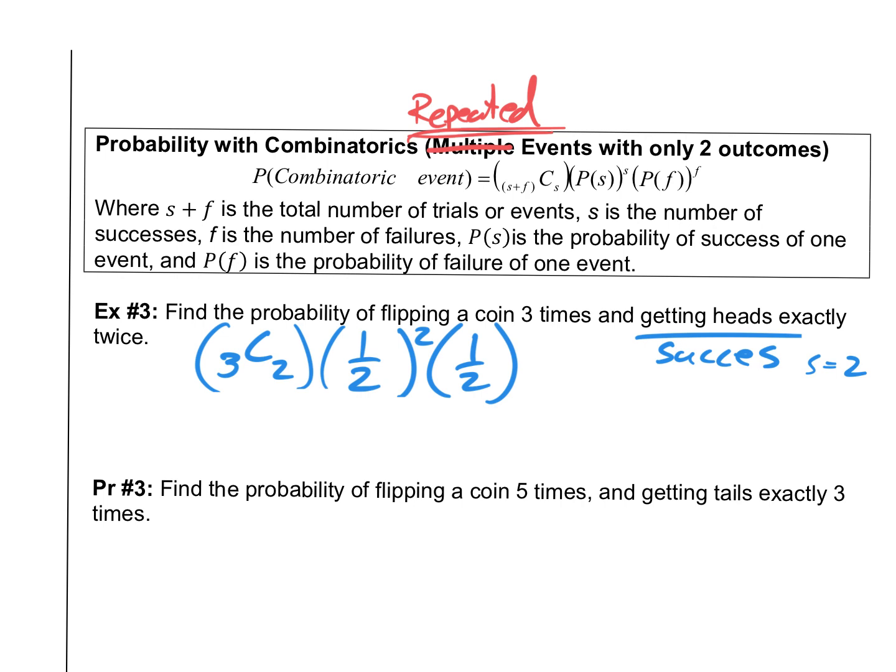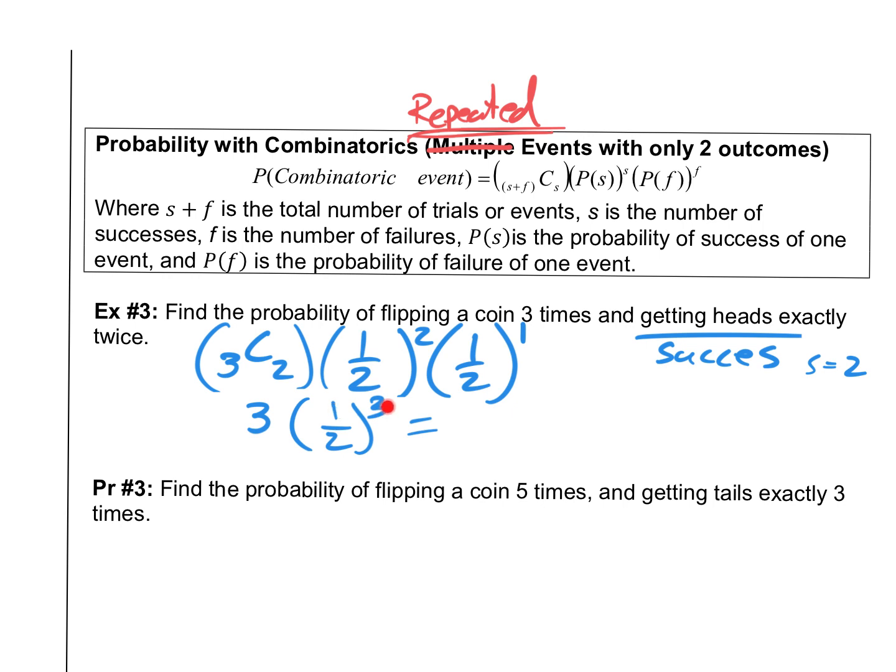And since I want to succeed twice out of 3, that means I must fail 1 time out of the 3. Well, there's the formula. Now I just plug this all in my calculator. I'm good to go. You'll get a decimal, but this one's actually pretty easy to calculate. So 3 choose 2 is just 3. And when these are exactly the same, you can just add these exponents. So really this is just 1/2 to the 3rd power.